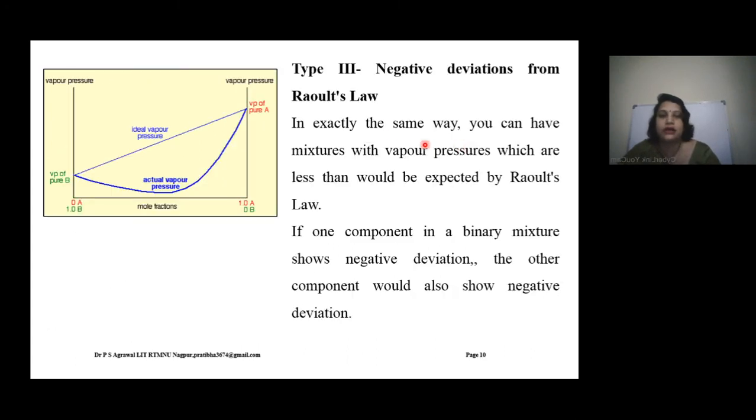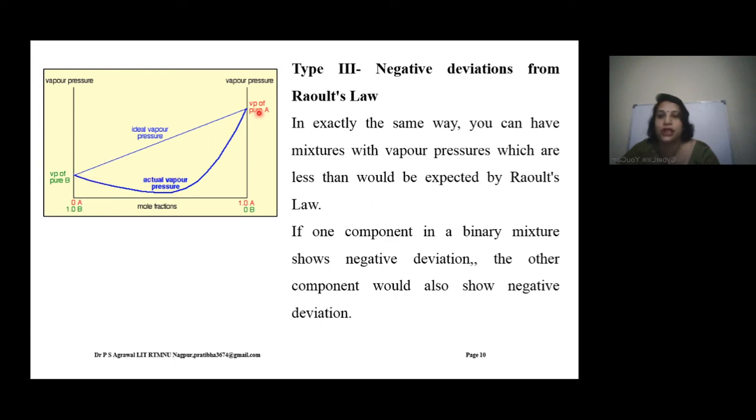Now we will see the third type. It is showing negative deviation from Raoult's law. In exactly the same way, you can have mixtures with vapor pressures which are less than what would be expected from Raoult's law. They show large negative deviation from ideal behavior, and the vapor pressure of each component is considerably less than the predicted one. The total vapor pressure dips to a minimum lower than either of the components. Examples are acetone and chloroform, water and sulfuric acid, water and nitric acid. If one component of a binary mixture shows negative deviation, the other must also show negative deviation.